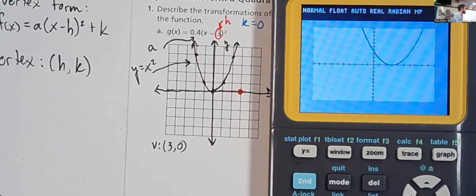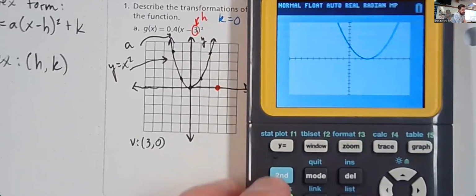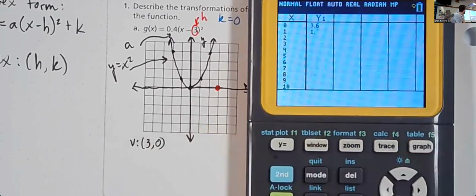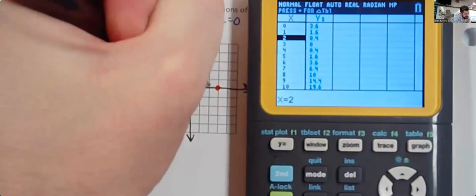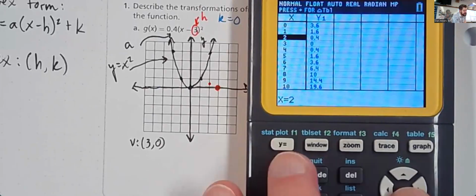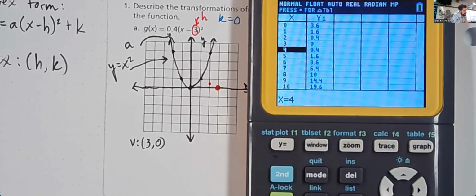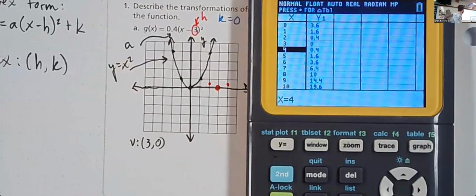But if we want actual values of X and Y, remember, you can actually go to the table on your graphing calculator to figure out where those points exist. So if you hit the second button and then hit graph again, that'll take you to the table. And right now we have this point right here. We have the point 3, 0. So if we go back 1 to 2, that'll put us at 0.4. So if we go back to 2 and 0.4, that's a little bit less than half, so that's about right there. And you'll notice that 4 also has a y value of 0.4 because points on a parabola are always going to be symmetrical on either side of the vertex.